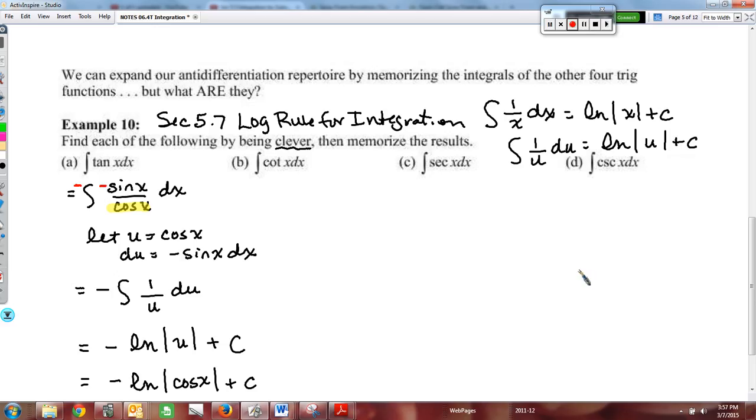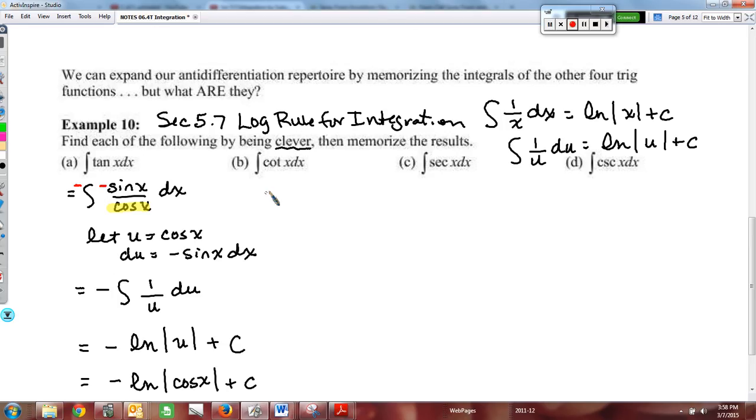Okay, so all of these new trig ones that we're learning are actually coming in your section 5.7. These are going to be some new rules. You're going to add them to your list of things to memorize, but if you forget them, you can create them again by simply using this trick.